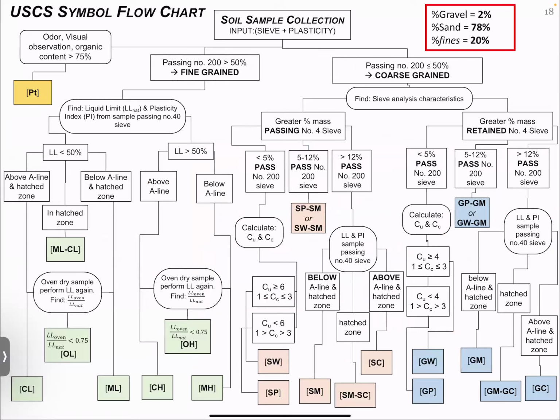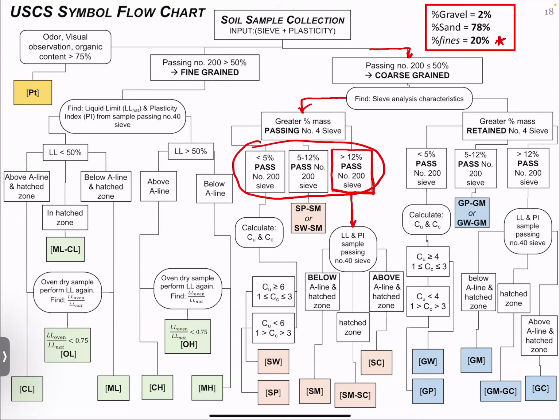So with this one, what would be our first letter? Yeah, it'd be S again, because we still have the majority, 78% is our majority. So we would still go through and follow this way here. And then we have greater than 50%, so our majority, we know we would have to look here. Now for this one, since we have 20% fines, 20% is greater than 12. So we know we're going to be following here.